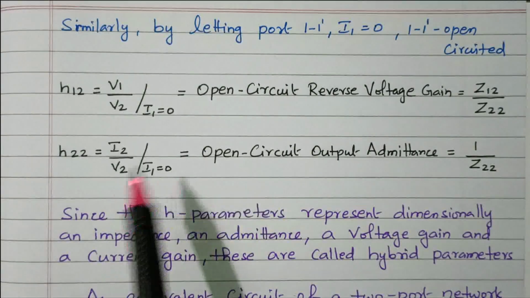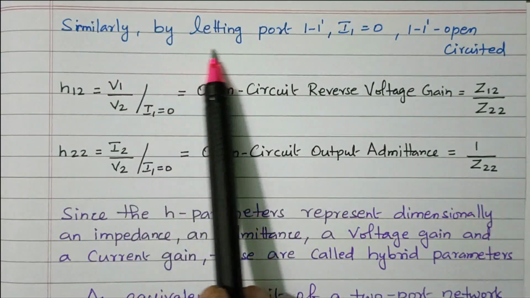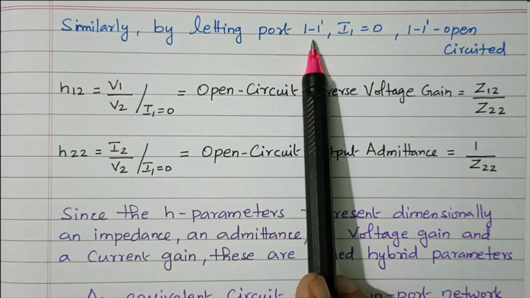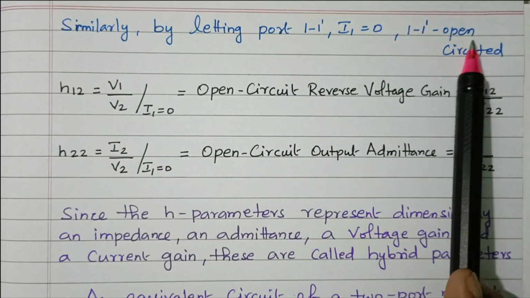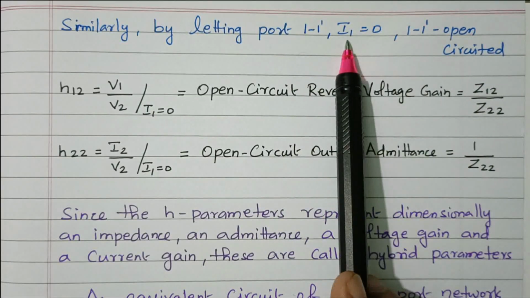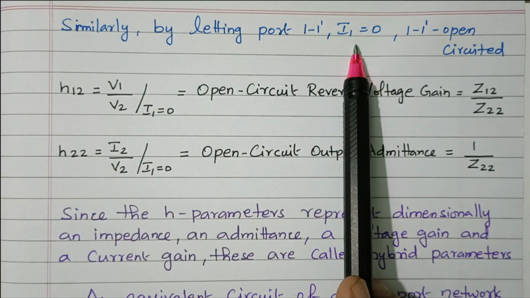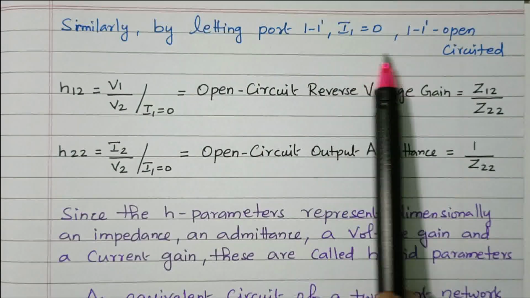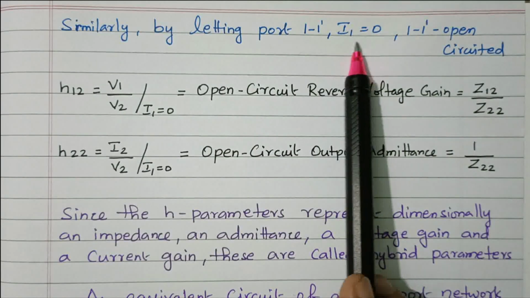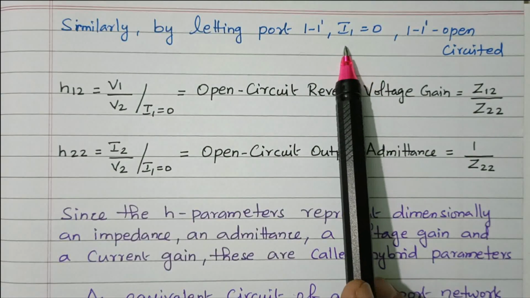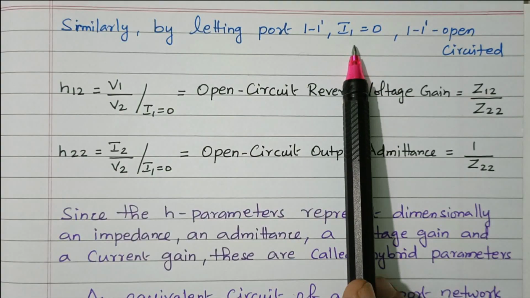For the remaining two parameters, we make the input port 1 dash open circuited. If it is open circuited, the current will be 0. Earlier we short circuited, so that voltage was 0. Now open circuited, I1 equal to 0. By using this I1 equal to 0, we are able to find the remaining two parameters. Now we'll see the basic equation.